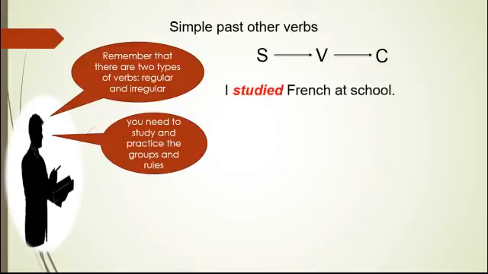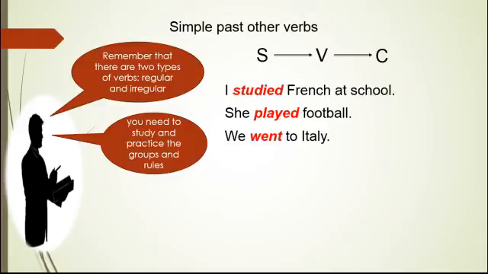Study is a regular verb. She played football. Play is a regular verb. We went to Italy. Went is the past of go, an irregular verb. They bought a car. Bought is the past of buy, an irregular verb.